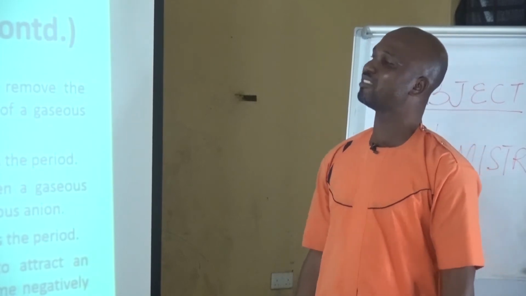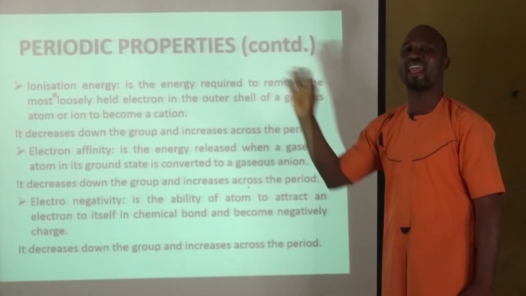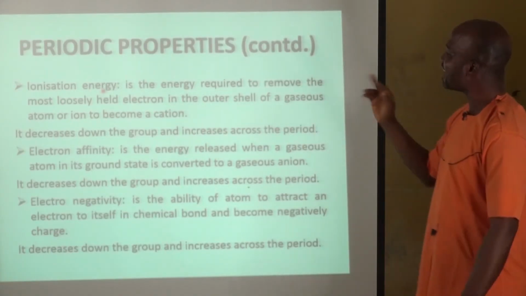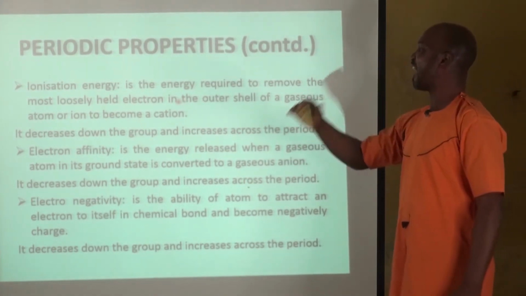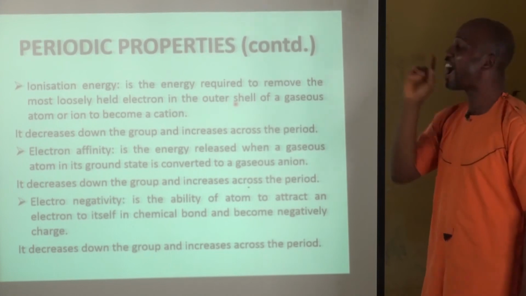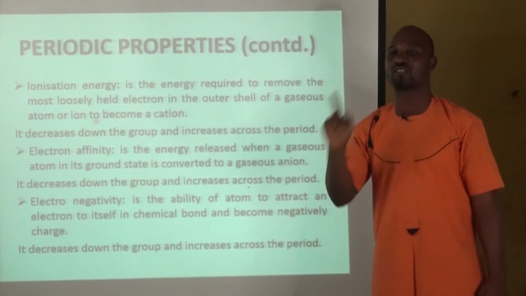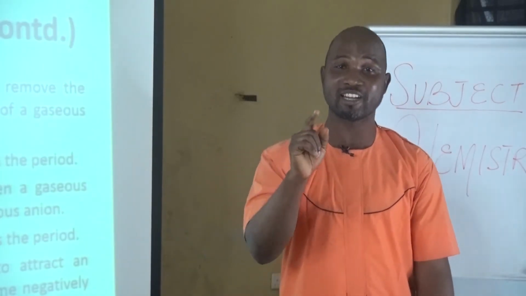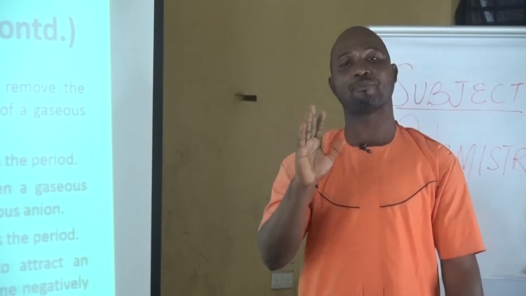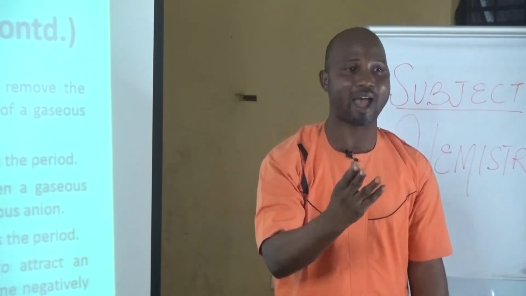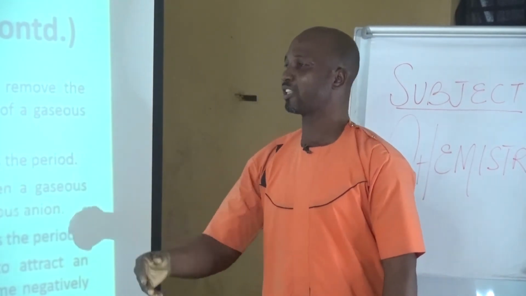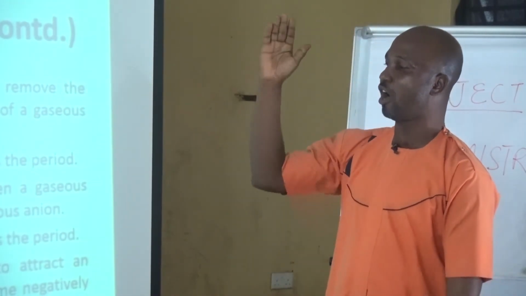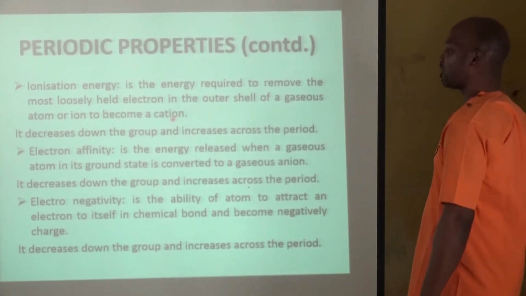The other properties are ionization energy. Ionization energy is the energy required to remove the most loosely held electron in the outermost shell of a gaseous atom or ion in its ground state. These definitions are very, very important because, like I said in my previous class, they are either 2 marks or 0. It's either correct or incorrect. Ionization energy decreases down the group and increases across the period.